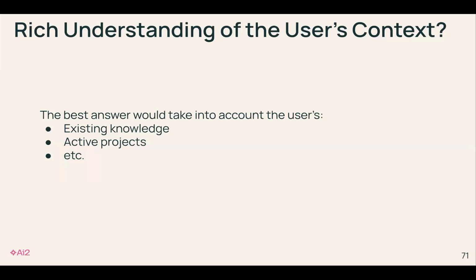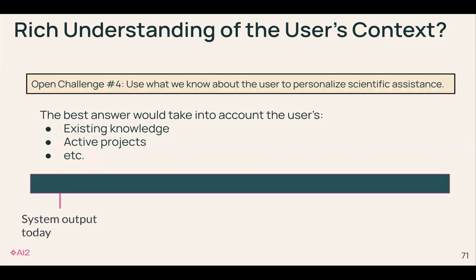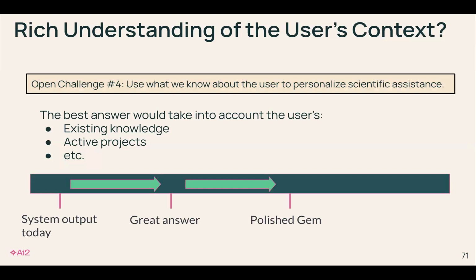The last thing I'll mention is, the very best answer from any of these systems would actually take into account what the user is doing. So how can we use what we know about the user to personalize scientific assistance? I think there's a huge spectrum. These systems today are useful. They don't return great answers. And in fact, they should return even better than great answers. They should return the best scientific communication possible for any question we throw at them. So I think that's something we should be aspiring to.